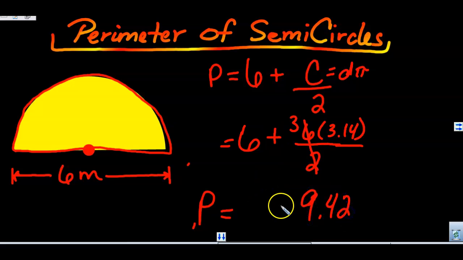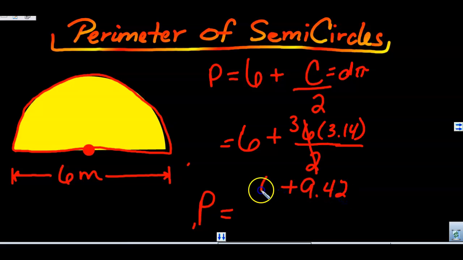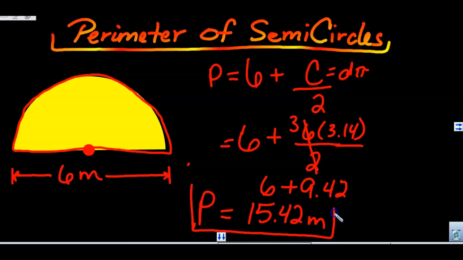And I get 9.42. I'm going to add that to 6 to get a total. Let me rewrite it here. 9 and 42 hundredths plus 6 to get a total perimeter of 15.42 meters. Again, perimeter is a distance. It's one-dimensional here.